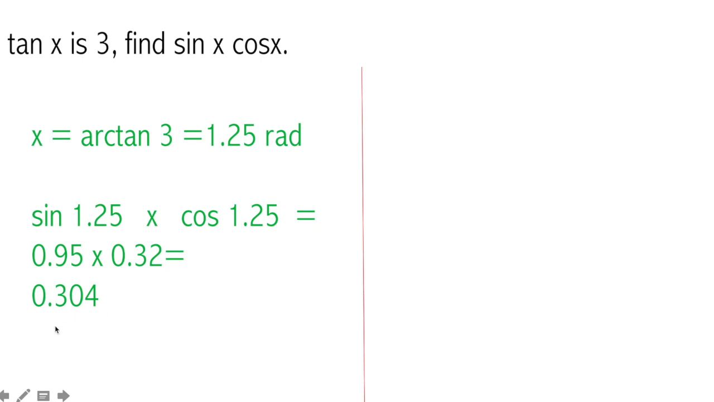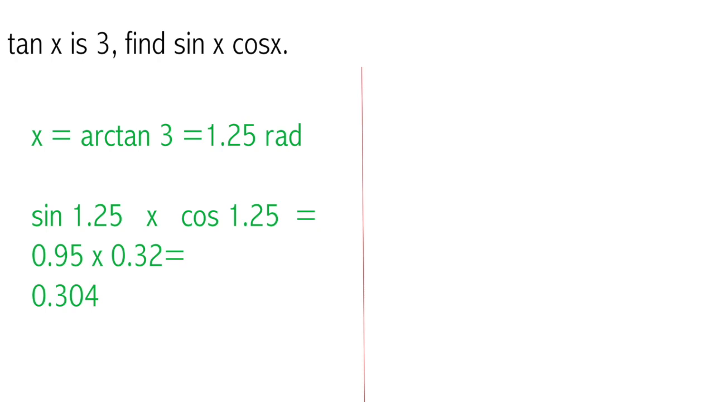Now I have rounded things off over here, so I've gotten a rather approximate answer and not the exact answer, but you will be required to yield the exact answer, and that is no issue really, because when you type in arctan of 3 on your calculator or tan inverse of 3 on your calculator, you'll get a number with a long number of decimal places, and that will be stored under answer. So you just need to do sine answer into cos answer and you'll get the exact answer.